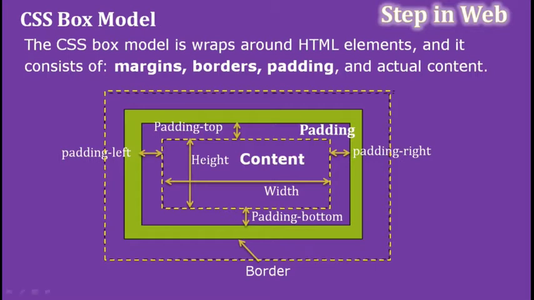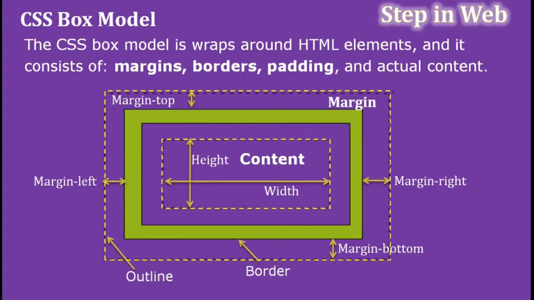Then after the padding, that green color, this is the border. The border may be 1 px width or 2 px width, like that. We can specify any size of the border width. Then after that border, that is called the margin. That margin also has a margin left, right, bottom, and top, and around the margin will be the outline. So whenever you are specifying the division size, this outline is our division size.